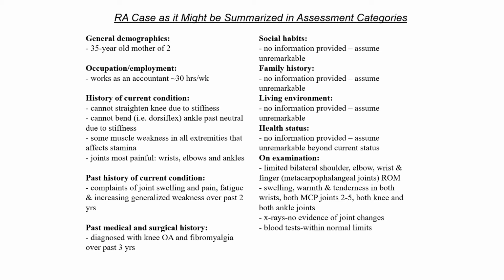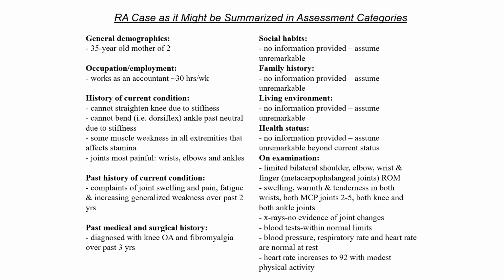Blood tests are within normal limits. That is also of importance related to categorization. Blood pressure, respiratory rate, heart rate, normal. Resting heart rate increased to 92 with modest physical activity, and that's not entirely out of the norm. You'll have an increase of heart rate, and that heart rate level really isn't too worrisome for us. So again, there's a few things here that are unremarkable. But the presentation of inflammation, the number of joints that are involved, the length of time, and the findings on blood tests, all of them are going to come into play related to categorization. So let's look at that.